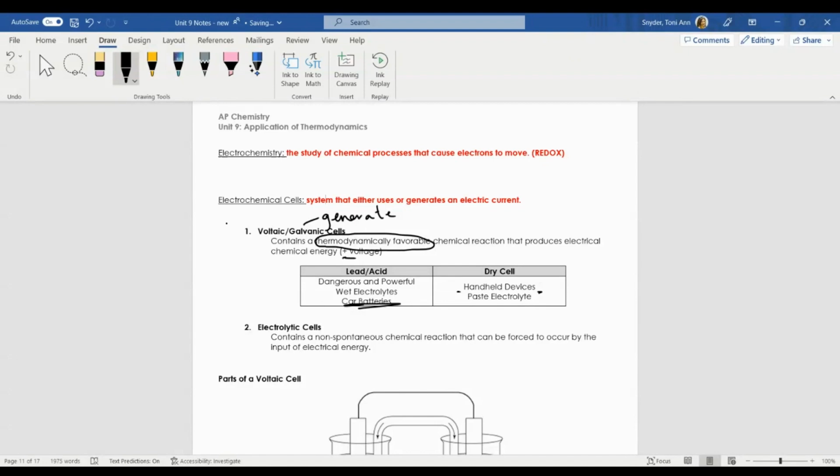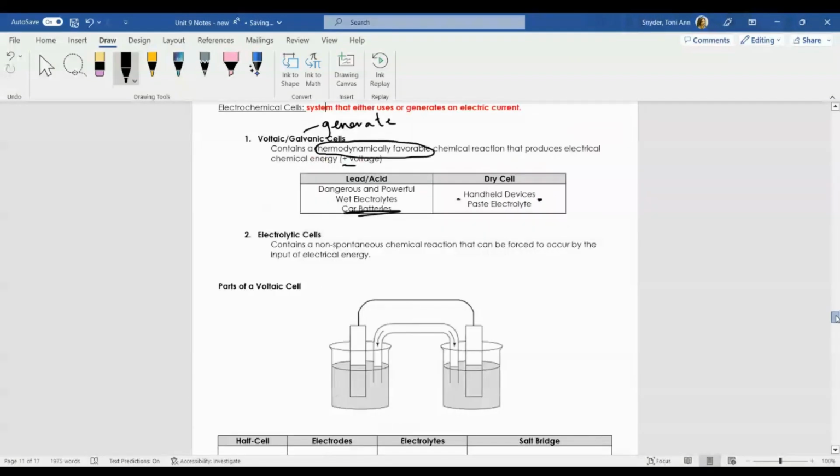On the other hand, we also have electrolytic cells. An electrolytic cell is non-spontaneous, or I'm going to write thermodynamically unfavorable. So these reactions are not going to occur unless you input energy. These are thermodynamically unfavorable or non-spontaneous reactions that can be forced to occur by the input of electrical energy. The best example I can think of, and I want to show this to you in class, is the electrolysis of water.